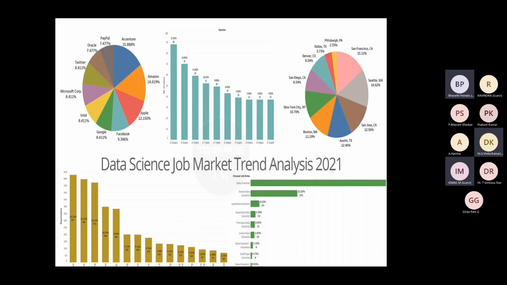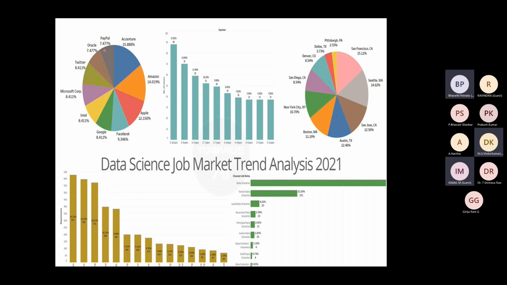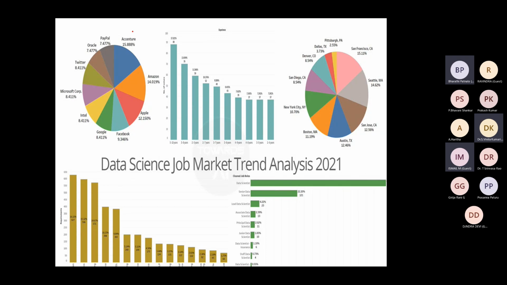On to my presentation. Here you can see the data science job market trend analysis in 2021. In the first chart, you can observe the various companies actively recruiting data scientists. Accenture has the highest percentage of recruitment, and the next place goes to Amazon. The least is Oracle.